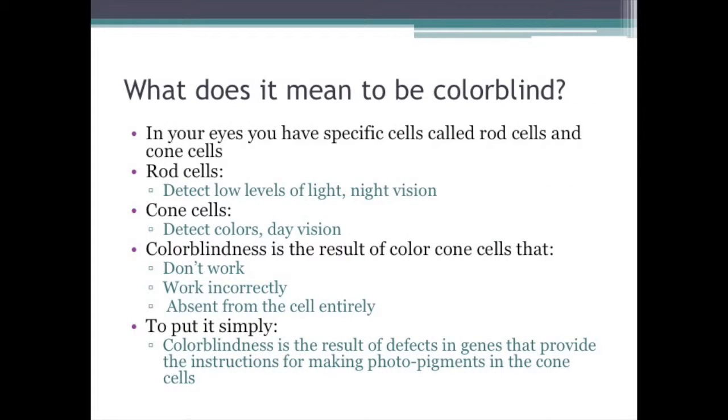Hey Maddie, what does it mean to be colorblind? So, in your eyes, you have specific cells called rod cells and cone cells. Rod cells detect low levels of light and are responsible for night vision, and cone cells detect colors and are responsible for day vision. Color blindness is the result of color cone cells that don't work correctly or are absent from the cell entirely. To put it simply, color blindness is the result of defects in genes that provide the instructions for making photopigments in the cone cells.